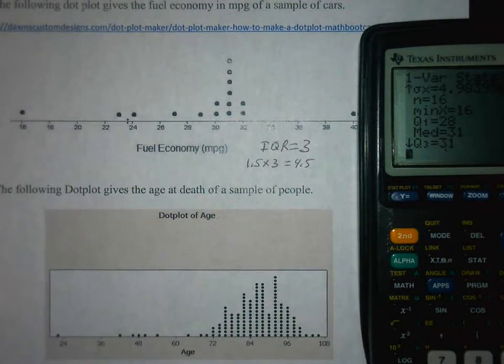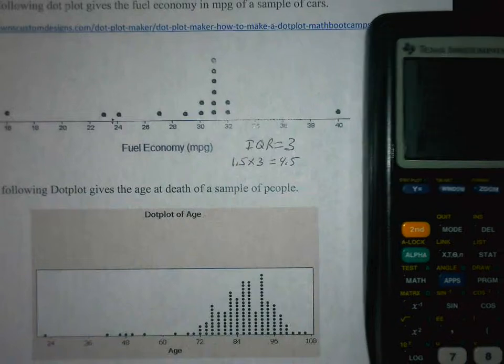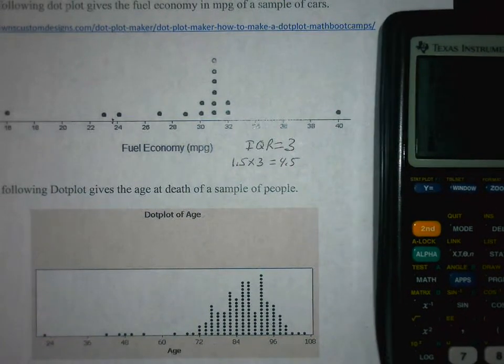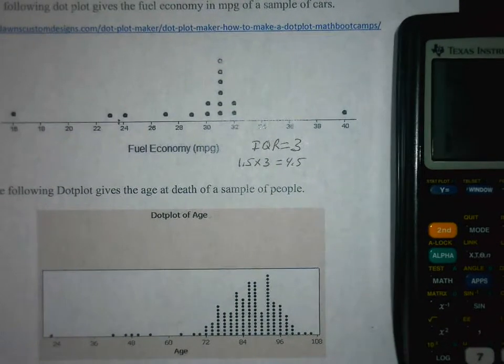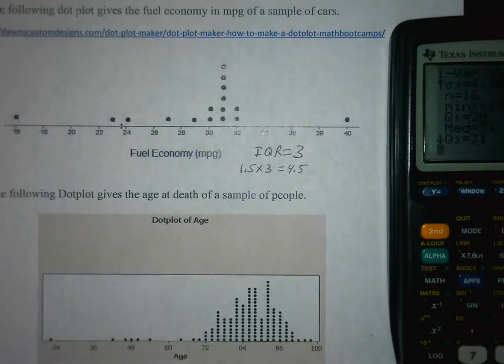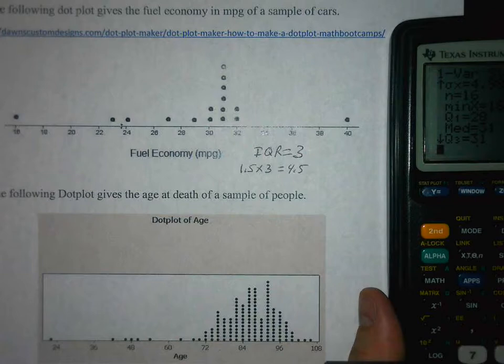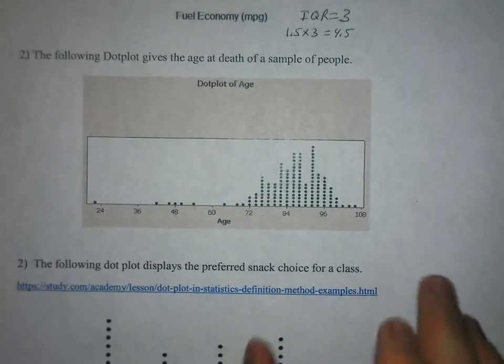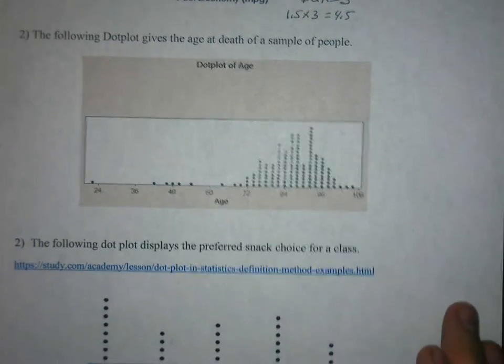Okay, so the left end has one more outlier than the right end does. So that's one way looking at a dot plot can help you get an idea of what your data set is doing. Okay, another example of a dot plot is just the age of people when they died.